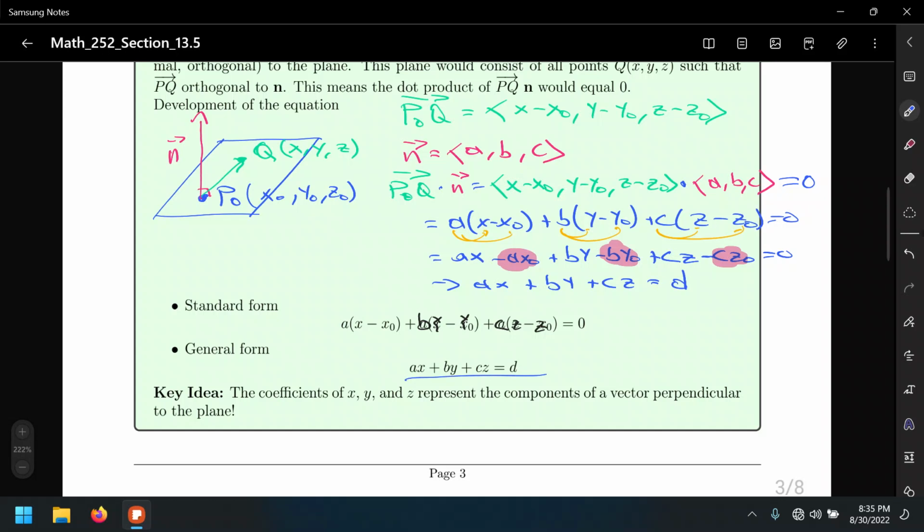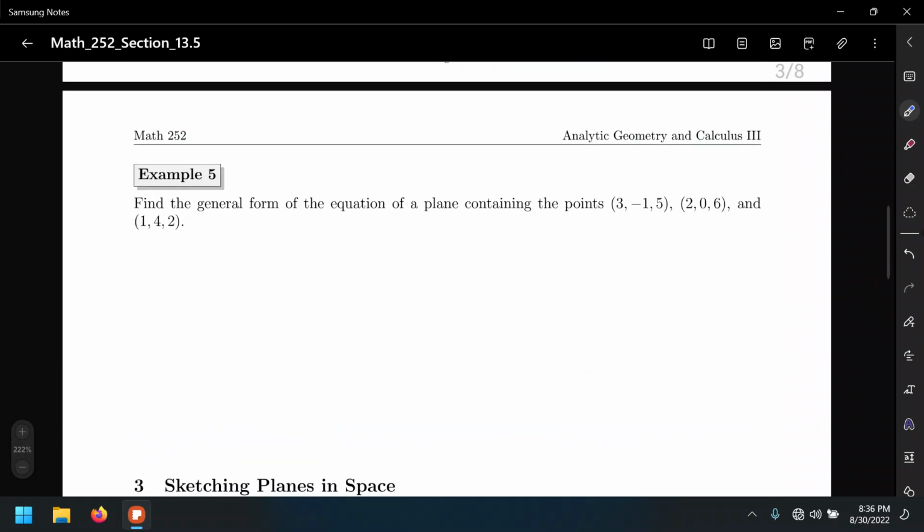All right. So again, the key idea here is that the coefficients, or the numbers that multiply the x, the y, and the z, are always going to be the components of the vector that is normal, that is orthogonal to that plane. We're going to be using this piece of information pretty much, I think, for the rest of the semester. Later, we're going to be multiplying other vector quantities. This will be there all the time.